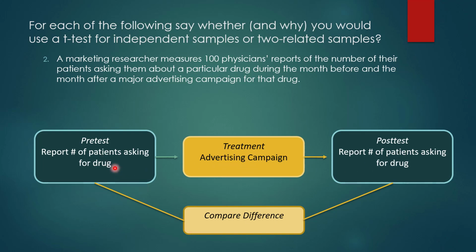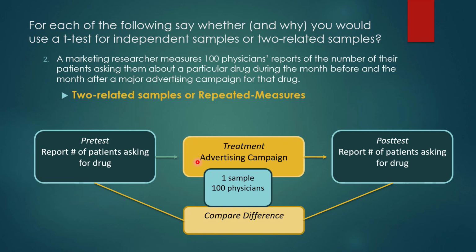So we can think of this as a pre-test, post-test, or it can be kind of a small time series design type of study. Now again, is it just one group of individuals or more than one? It's one. It's one sample of 100 physicians reporting their patients that asked for the drug before and after some sort of advertising campaign. So the measures are dependent upon each other. So we would use the two related samples or repeated measures t-test.